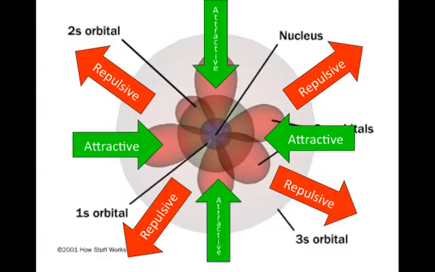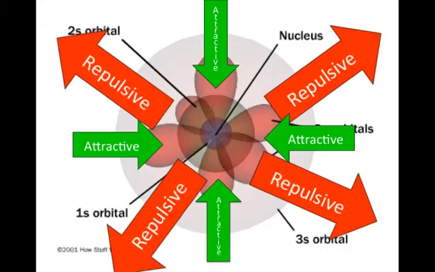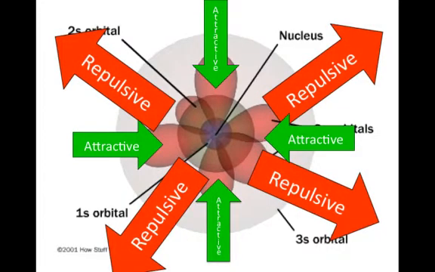Well, that means you're adding electrons and not adding any more protons. So you are adding repulsive forces and not changing the attractive forces at all. So what happens to the atomic radius? It gets larger. That's right, the electrons are pushed further out from the nucleus.